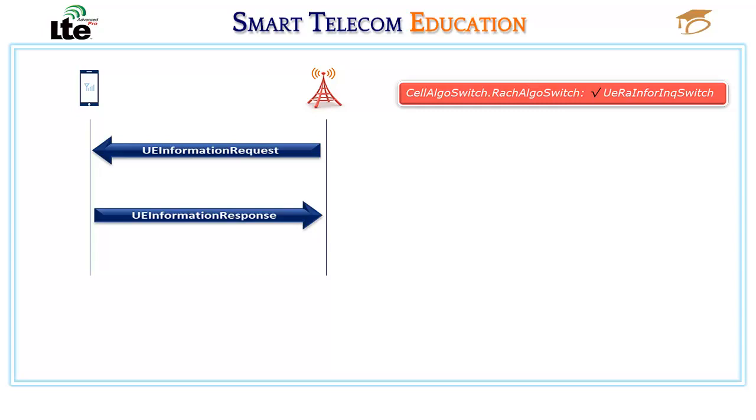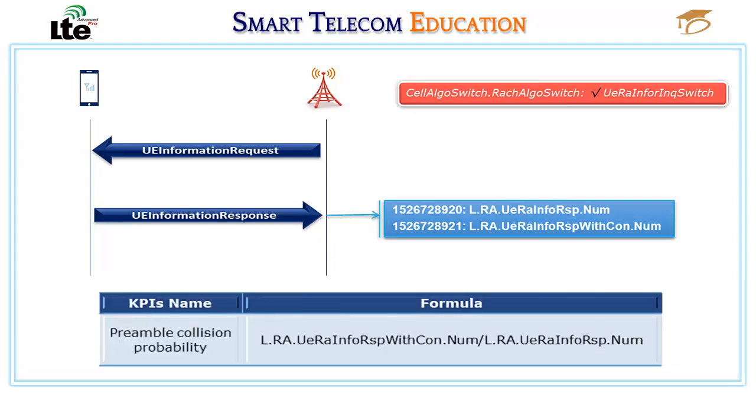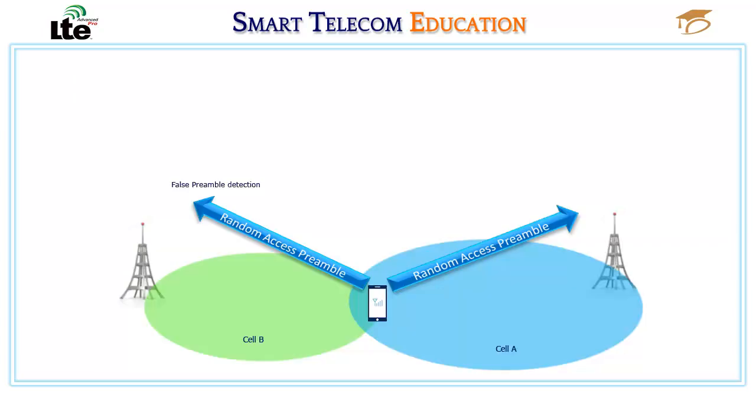By receiving the UE information response, the eNodeB increments the following counters by 1. LTE Random Access UE Information Response Number containing RACH information. LTE Random Access UE Random Access Information Response messages whose contention detected is true. Then the preamble collision probability is given by the ratio of LTE Random Access UE Random Access Information Response messages whose contention detected is true, to LTE Random Access UE Information Response Number containing RACH information. The probability of falsely detecting preambles is given by the following formula.